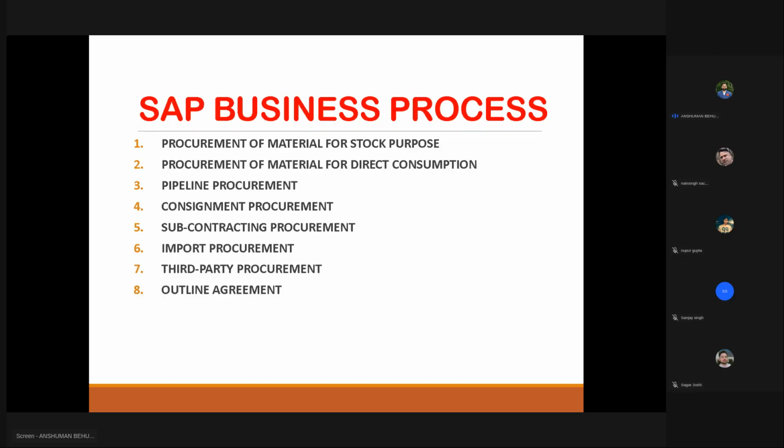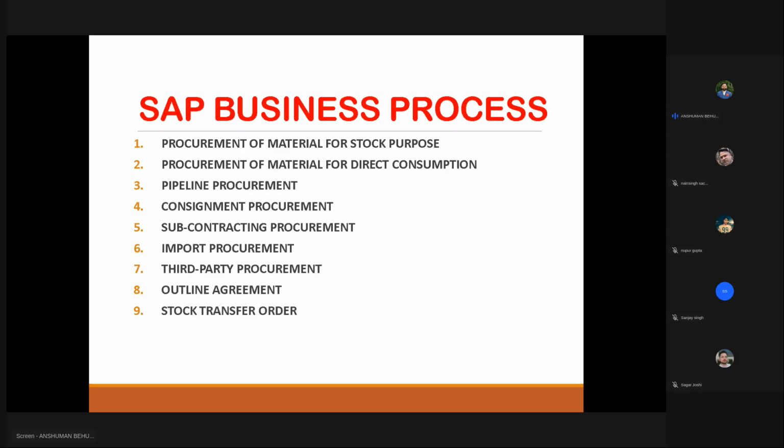So this is the concept of outline agreement. Now the next process is the stock transfer process. Normally, sometimes the material is manufactured in one plant and we need to supply or transfer it to another plant or another location.